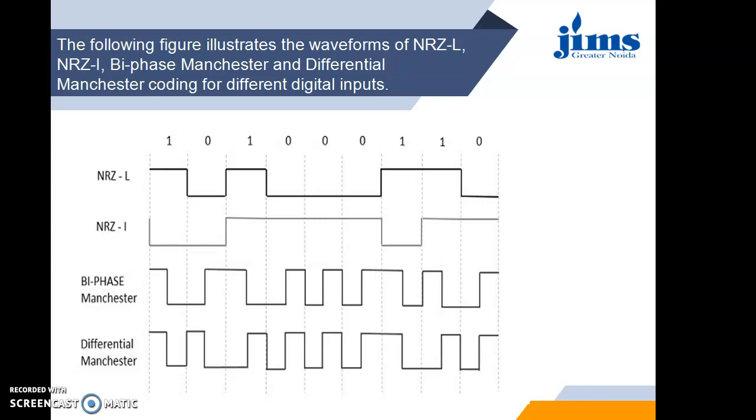In case of a differential Manchester, for the first 1, it will start from positive and end at negative, and for 0 also, it will start from positive and end in the negative. And for the next 1, it will start from negative and go to the positive, and for the next 0, it will start in the same way. So the first 1 is from positive to negative, and the 0 follows 1. And for the next 1, it goes in the inverted mode, from negative to positive, and the 0 follows the same. So this is the difference between the biphase Manchester and the differential Manchester.